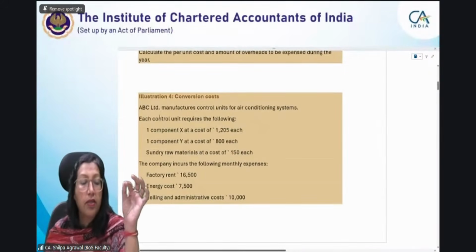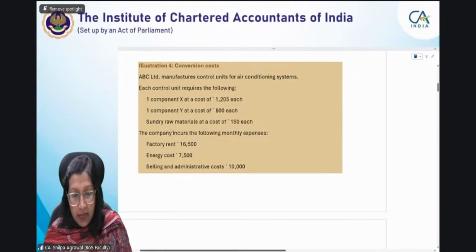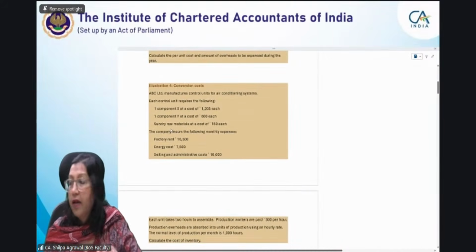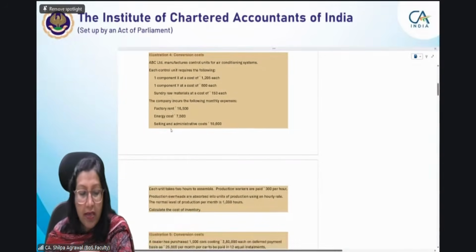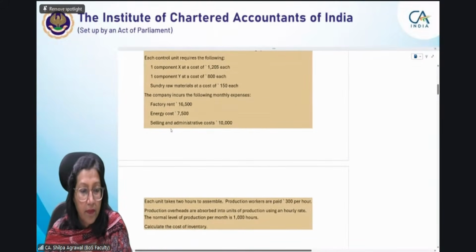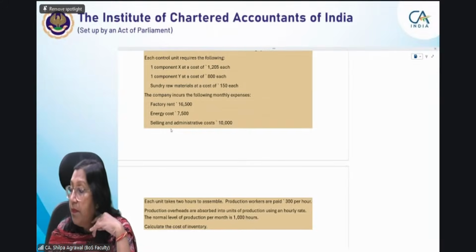Okay, no other option. We'll just squeeze it a bit so that we can see the entire question. Sorry, it is less visible to you, but we have to see the entire question once, then we'll increase it. ठीक है इतना भी चल जाएगा ना. Each unit takes 2 hours to assemble. Production workers are paid 300 per hour.